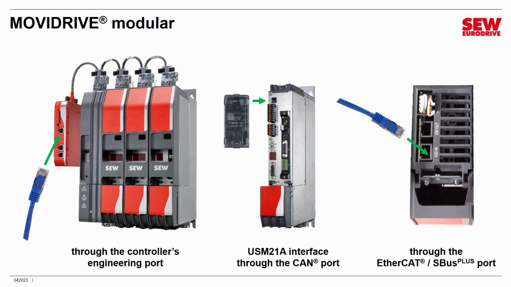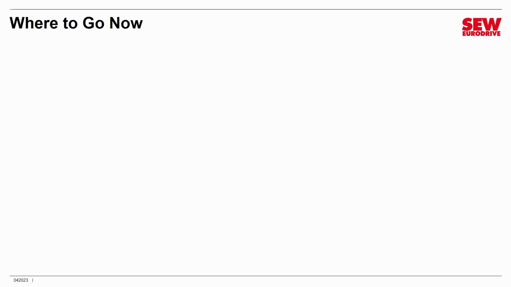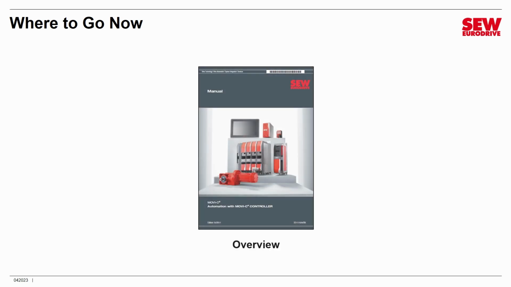All right, that was a big gulp. I gave you a lot of information. One more thing I'm going to say, and then I'll let you go, and you can take a big deep breath and go stretch your legs. Where do you go now? I've told you an awful lot about MOVI-C control cabinet products. What's the next thing to do?